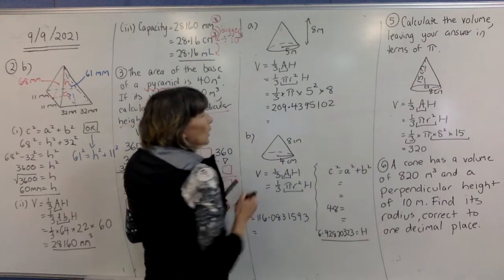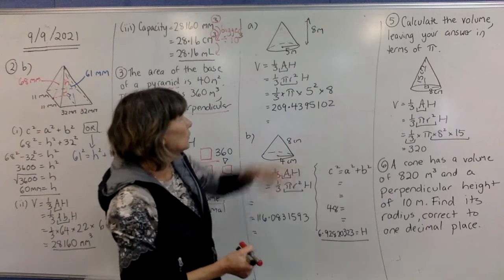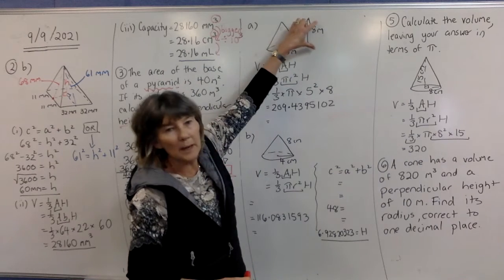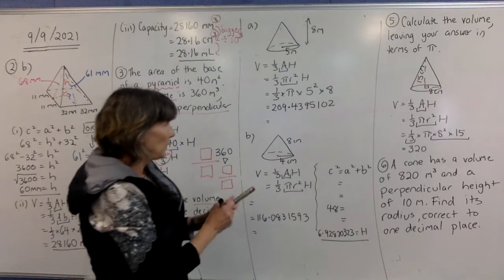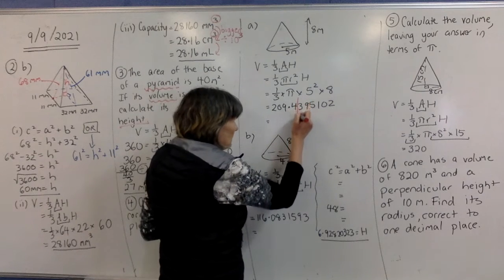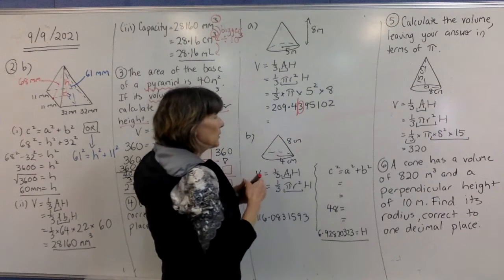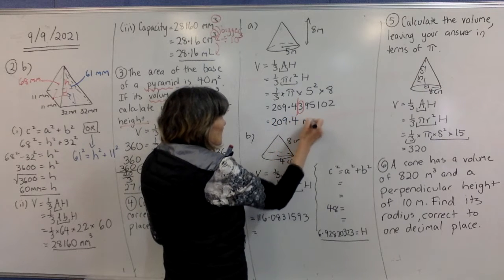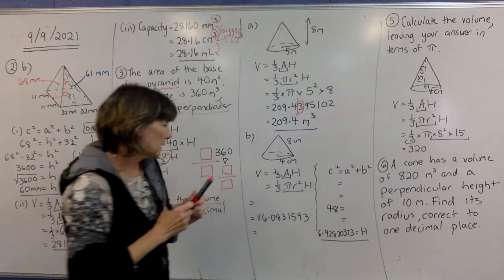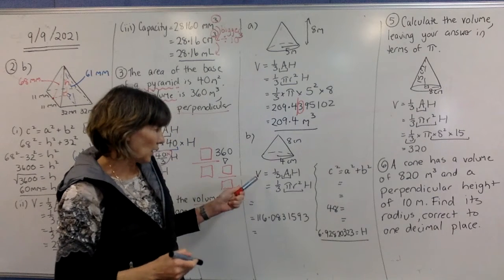They sometimes will write out there. They're trying to tell you what the height of the pyramid is. They sometimes write it out there. So that's what the calculator will give you, and we're rounding to 1 decimal place. So it's 209.4 metres cubed.